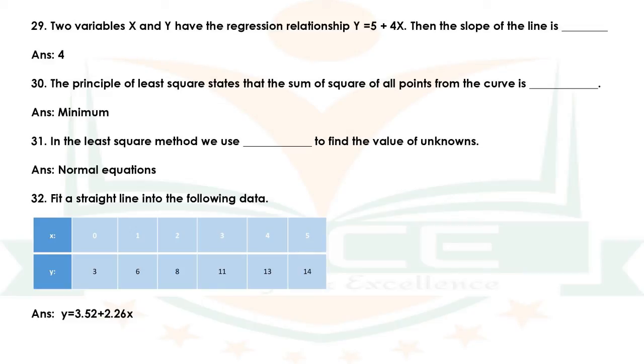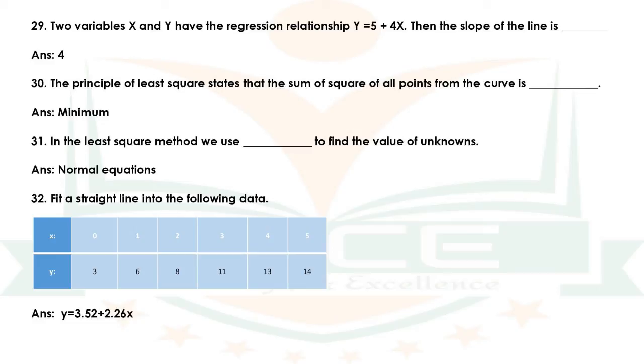Question number 29. 2 variables x and y have the regression relationship y is equal to 5 plus 4x. Then the slope of the line is dash. The answer is 4. Question number 30. The principle of least square states that the sum of square of all points from the curve is dash. The answer is minimum. Question number 31. In the least square method, we use dash to find the value of unknowns. The answer is normal equations.